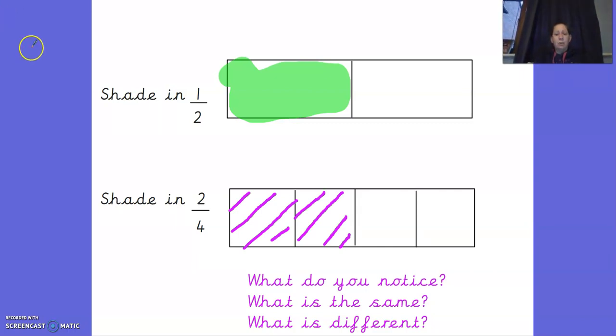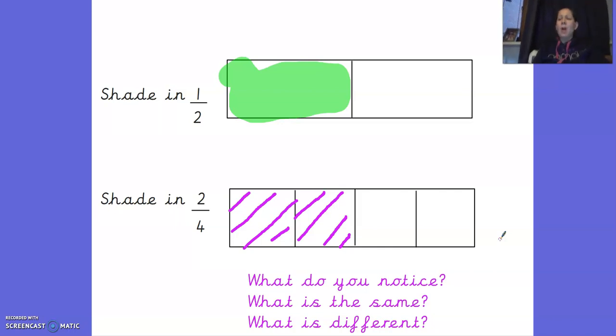Okay, does yours look anything like mine? I've shaded in 2/4 because it's split into 4 equal parts. 1, 2, 3, 4. So 4/4, and I need to shade in 2 of them. 1, 2. What do you notice about this? Pause the video, have a think or chat to a grown-up. What do you notice about these 2 pictures? What's the same and what's different?